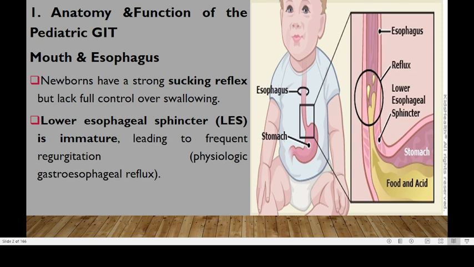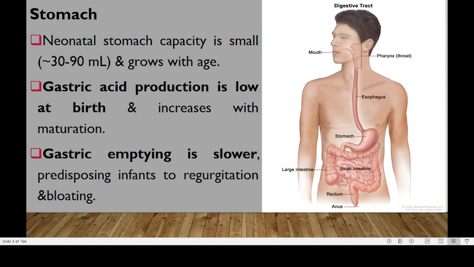So normally we have the lower esophageal sphincter, also referred to as the cardiac sphincter. In this population, you find it's generally weak, and this normally leads to frequent regurgitation or reflux of the food contents back to the mouth.